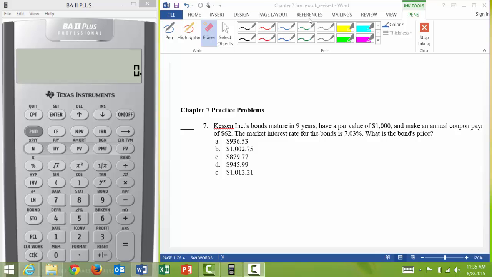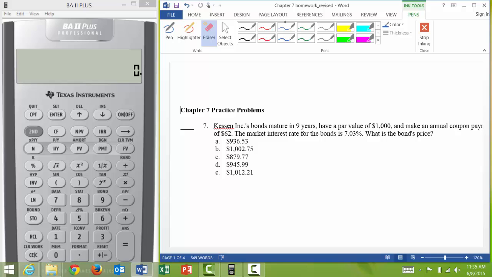Okay, so let's look at the Chapter 7 practice problems. So our first question is question number 7, but don't worry about the question numbering here. I just had to cut and paste some different questions that I thought were the best for this chapter.